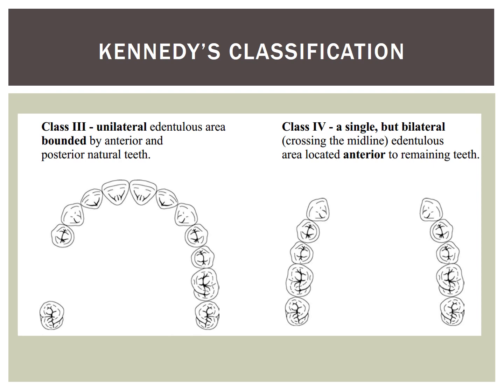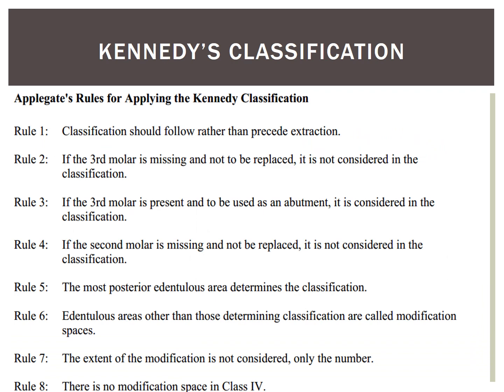So this is very clear to us, but when you come to the rules, you have 8 rules in this. A classification should follow rather than precede extraction. That means once the extraction is done, then only you count the classification. You cannot go before the extraction. And if third molar is missing and not to be replaced, it is not considered in the classification. That's fine. So the third molar is not there, you are not replacing that, you don't consider it. But if you are replacing it, then it is considered in the classification.